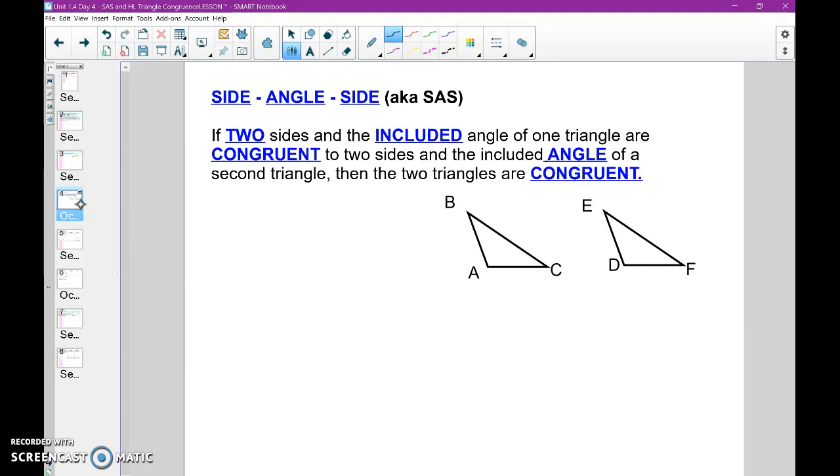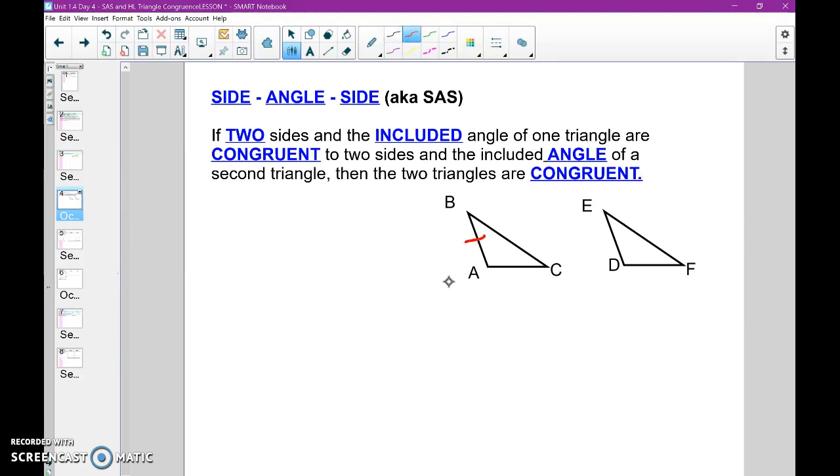Here's all the stuff you got to fill in for SAS, stands for side, angle, side. This time, if we have two sides and the included angle, or the angle between, of one triangle, and we know it's congruent to two sides and an angle of another triangle, the whole thing is equal. So if we just know a side, an angle, and a side, everything has to be congruent. That means the third side has to be the same, and every angle has to be the same once we've proven it. So in our picture, it would look something like this.